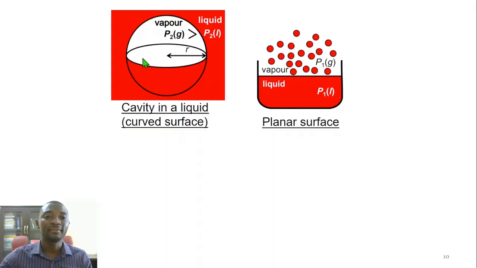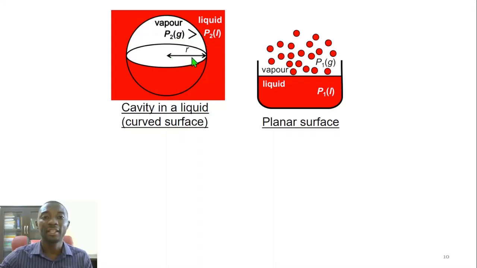A cavity is a void in a liquid that is filled with the vapor of the liquid, or simply an empty space or a bubble in the liquid. So the same thing applies. The internal pressure is greater than the external pressure. That is why it curves outwardly. So this is the vapor pressure of the liquid. It's greater than the pressure of the liquid itself.